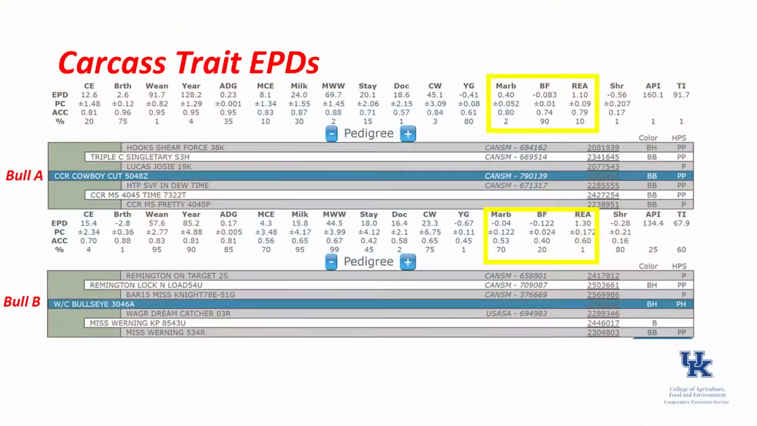So, all right, so EPDs. Every bull that we use in our country that is registered comes with a set of EPDs. And like we talked about, we're going to talk about 3 of them today: marbling, back fat, and ribeye area. And those are denoted in those yellow boxes.